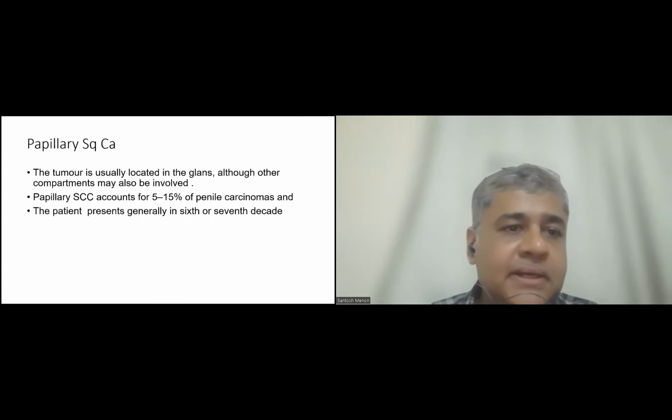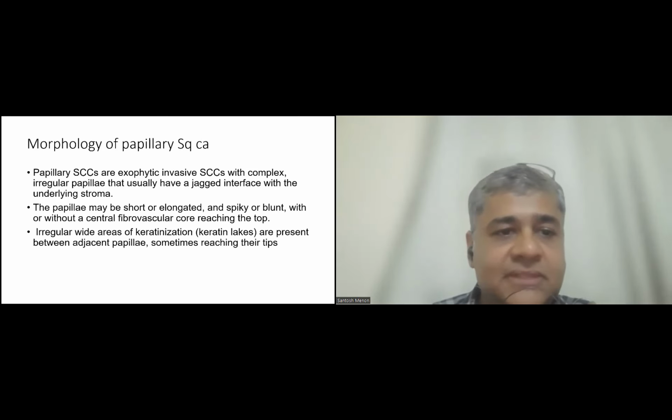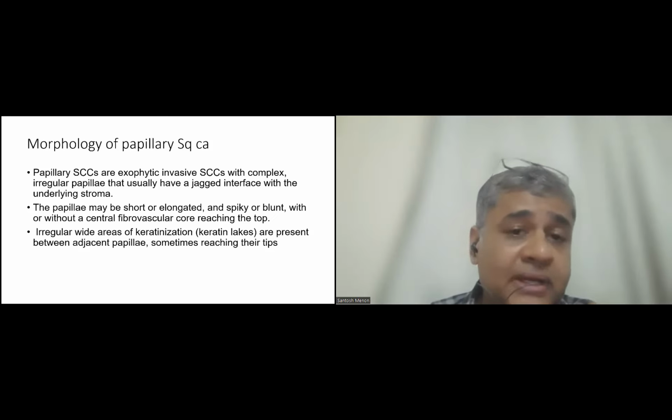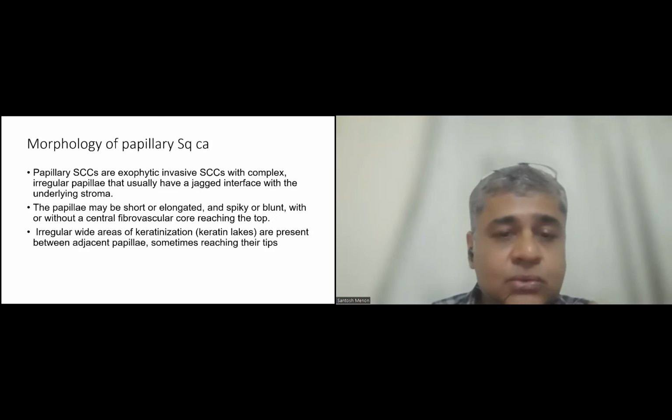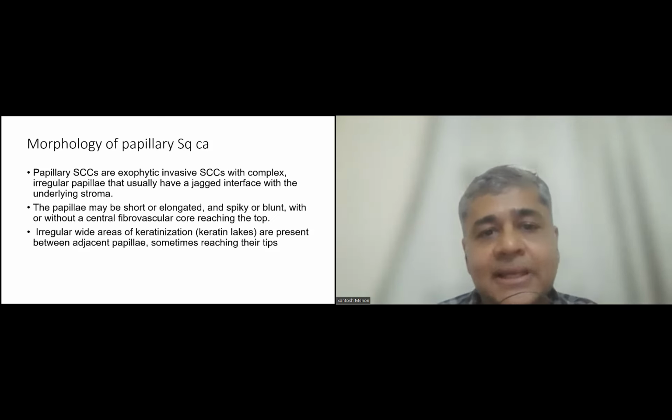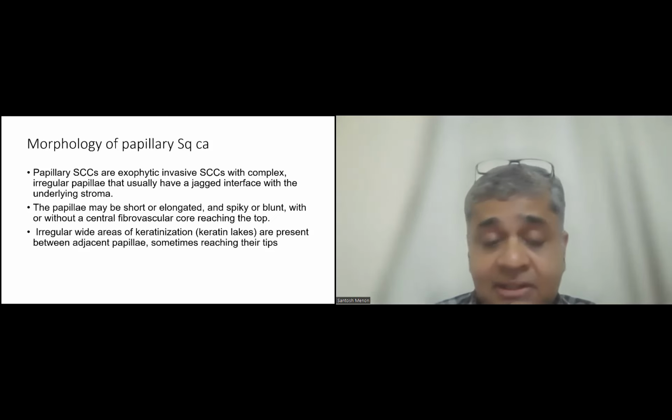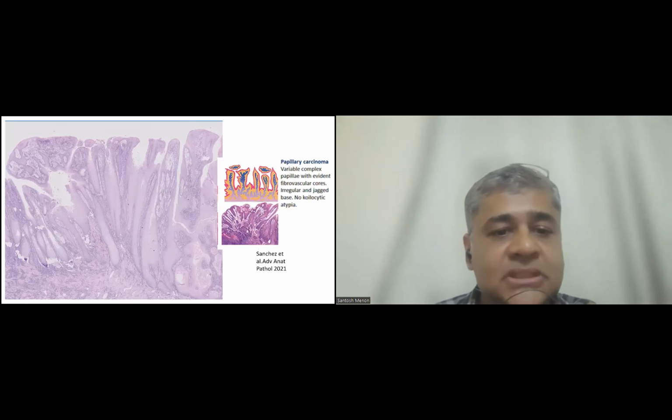The other HPV-independent subtype is the papillary squamous carcinoma. It is usually located in the glans, though other compartments may also be involved. It accounts for 5 to 15% of penile cancers, and patients generally present in the 6th or 7th decade. The exophytic tumors can grossly mimic warty tumors, and even on microscopy they can resemble warty carcinomas. It's important that we understand the histology of this, and obviously employ P16 and HPV testing in difficult cases to differentiate this as an HPV-independent carcinoma. So this is how it looks.